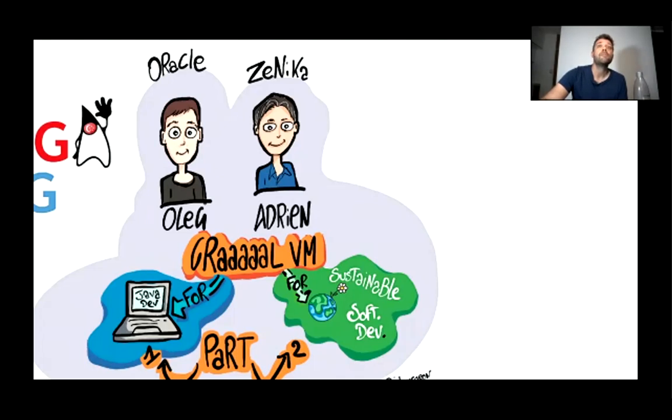We'll see that GraalVM is good for your performance and good for your memory footprint. Can we apply this and say that it could be good for the environment, because you're going to use fewer resources? It basically means that you would save money and also have less footprint on the environment by using GraalVM. Would it make sense or not? That's what Adrien is going to discuss.